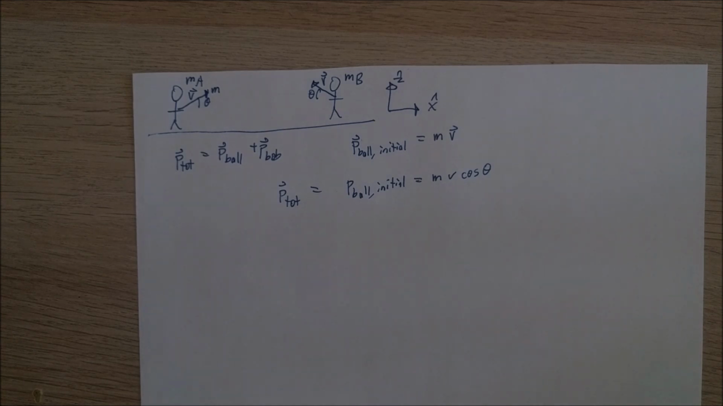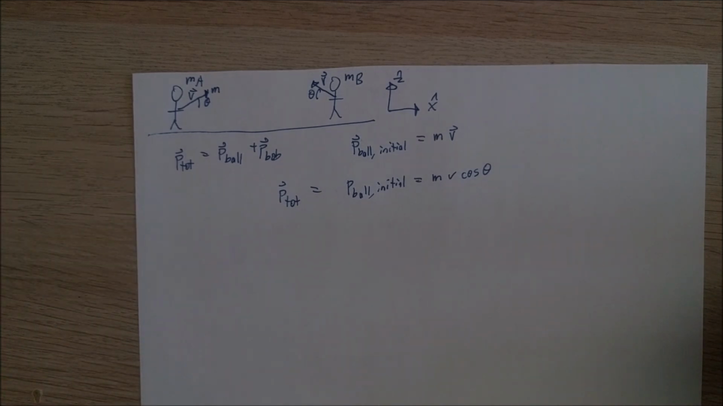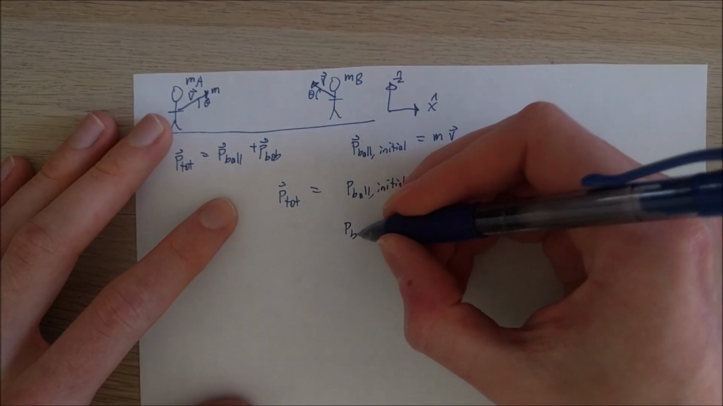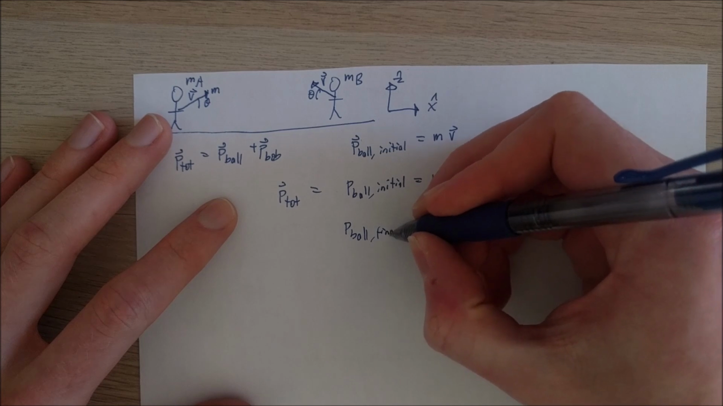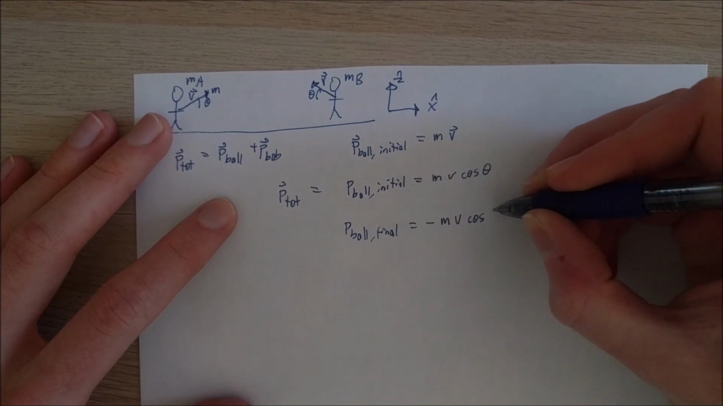After catching the ball, Bob tosses it back in the minus x direction with velocity v cosine theta along the x-axis. Thus, the final momentum of the ball is P_ball final equals negative mv cosine theta.